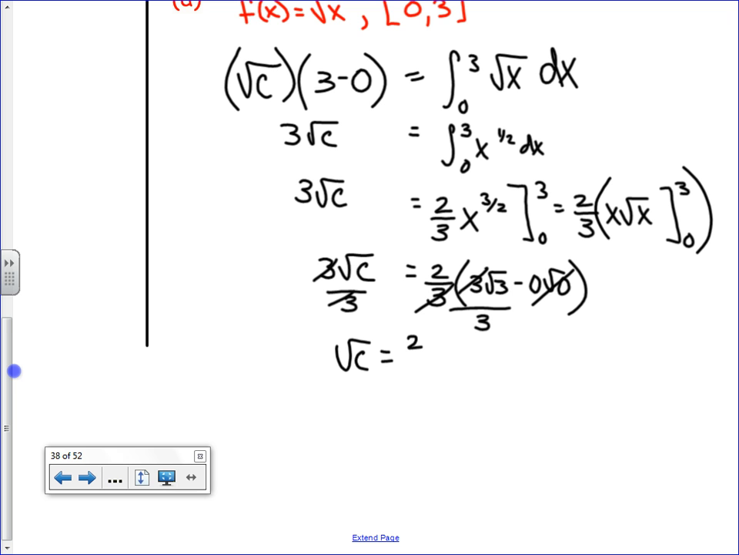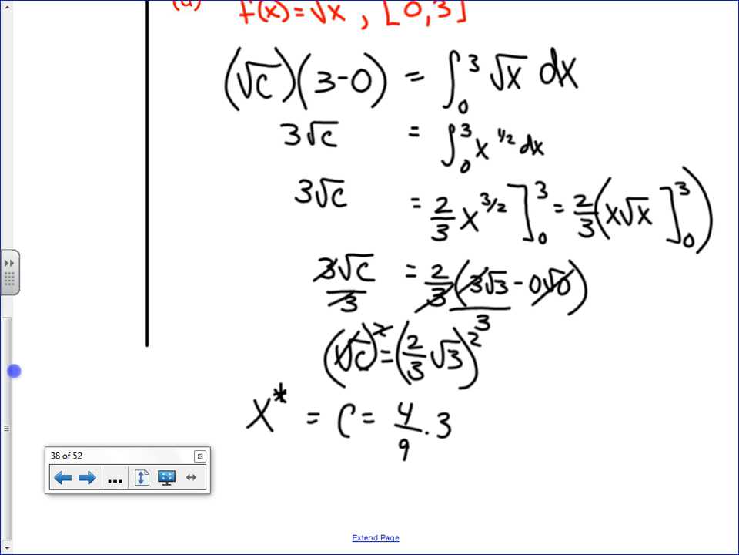Square root of c is equal to 2/3 root 3, squared, c, or x star, or whatever you want to call it. You can name it the special x. I don't know. 2 squared, 4, 3 squared, 9, root 3 squared, 3. 4/9 times 3. Dun dun dun dun dun. What on earth did we just do? We were little robots and we plugged into a formula and we're at the end and whatever, we have the right answer, we don't care what it means.